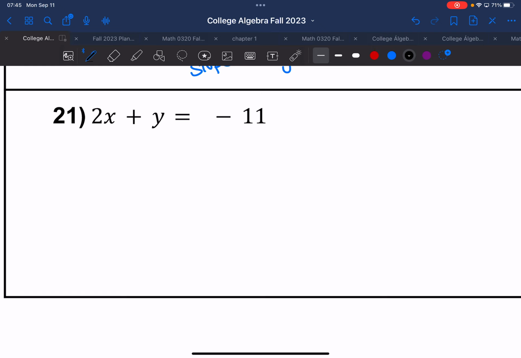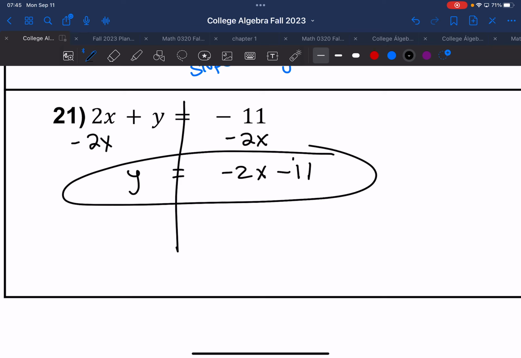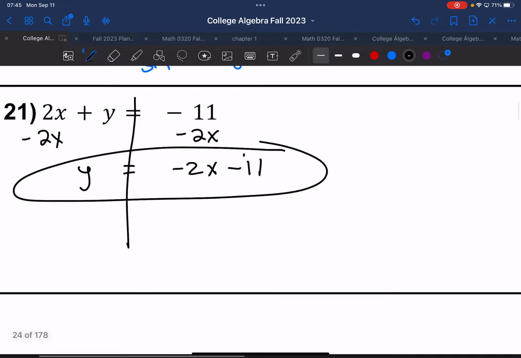Okay, so for 21, 2x plus y is equal to negative 11. We're getting y by itself. So I'm going to subtract the 2x over, and I get y is equal to negative 2x minus 11. Since the y is already by itself, that is my answer.